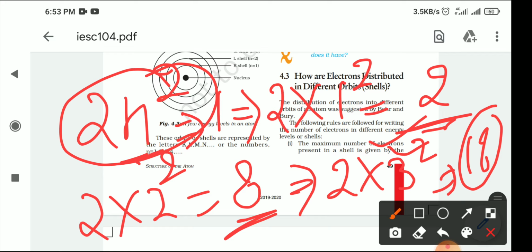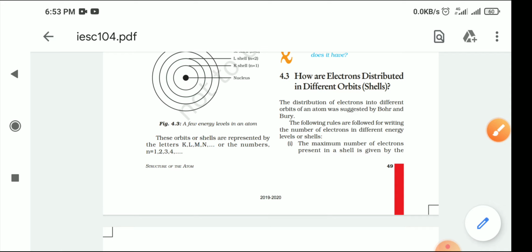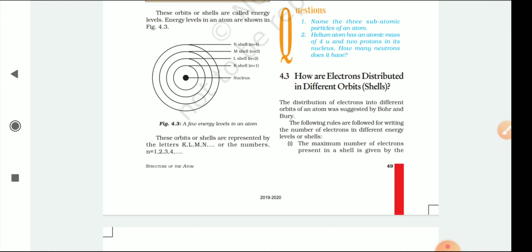Now let's read what is written in the book. How are electrons distributed in the different orbits or shells? The distribution of electrons into different orbits of an atom was suggested by Bohr and Bury. So who has given this formula 2n square? That was given by Bohr and Bury. The following rules are followed for writing the number of electrons in the different energy levels or shells.